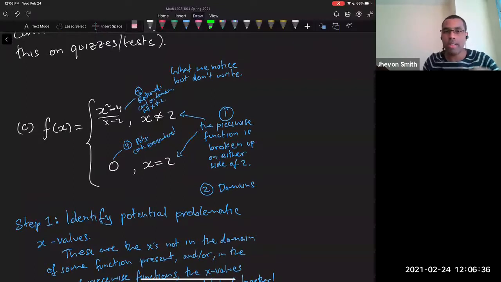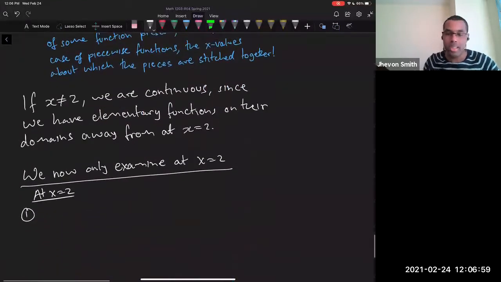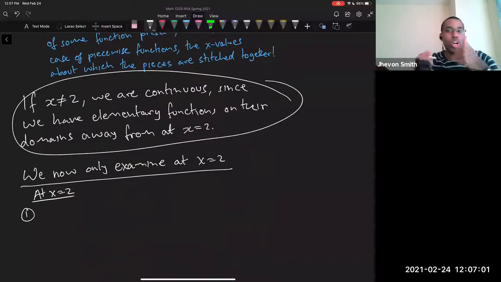So here I notice, all right, this function is broken up around 2. Now each individual function, as long as x is not 2, they're fine. My top function is a rational function, and if x is not 2, I'm in the domain. My bottom function is a polynomial. So everything is okay. So now I've identified x equals 2 as the only potential problem. So then I just make a statement here that if x is not 2, we're good. However, at x equals 2 needs further examination, right? So that's what you're saying.